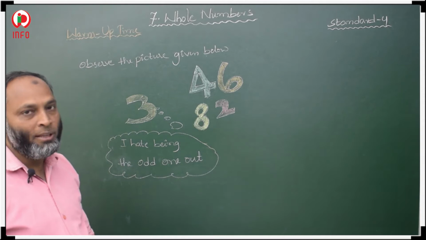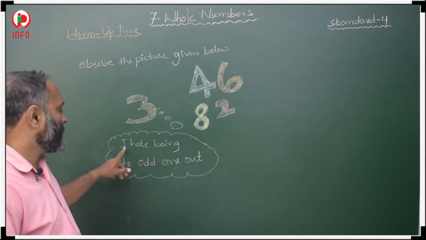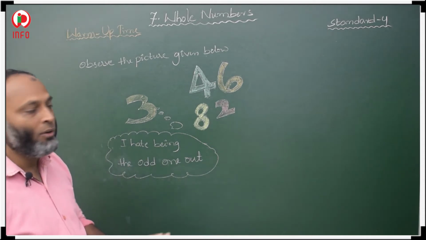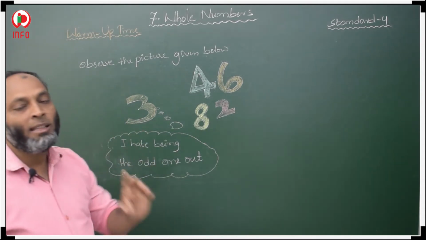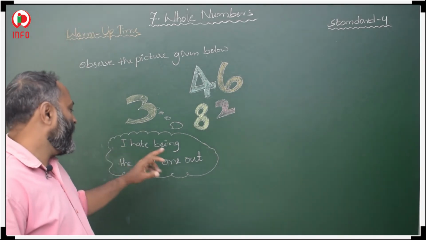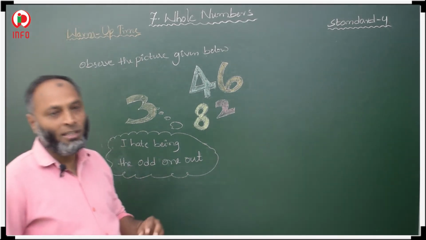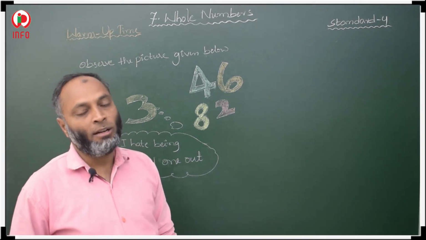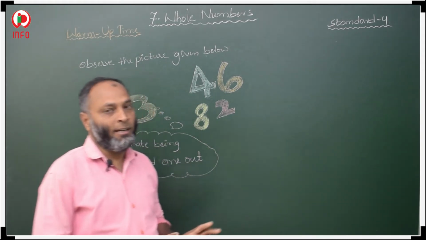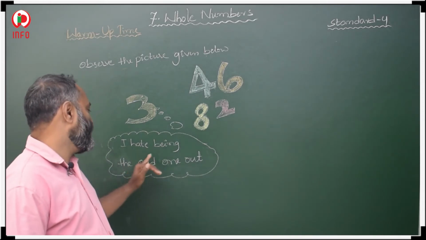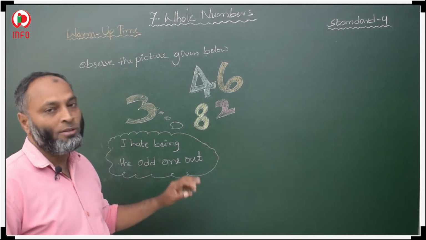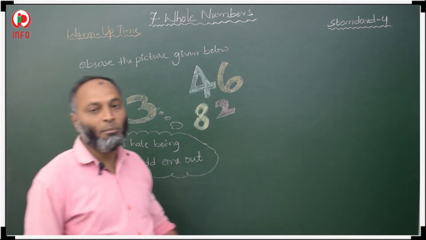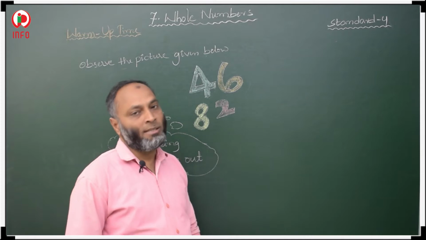Why are we keeping this number aside? Here it says, "I hate being the odd one out." What is the 3 saying? The 3 is saying, I hate being the odd one out. Here 3 is an odd number, so we keep it aside. That is why 3 hates being the odd one out.